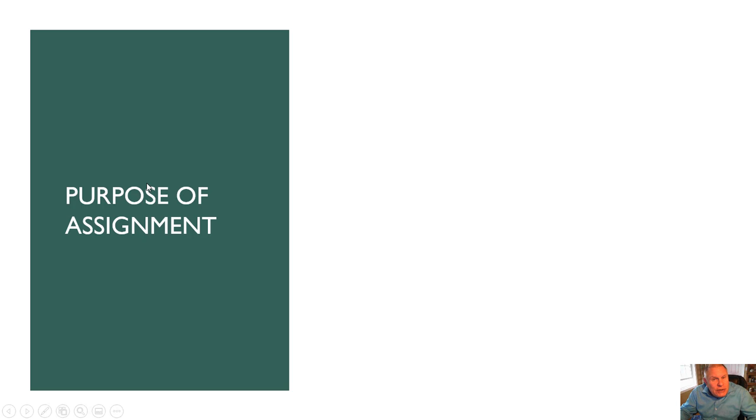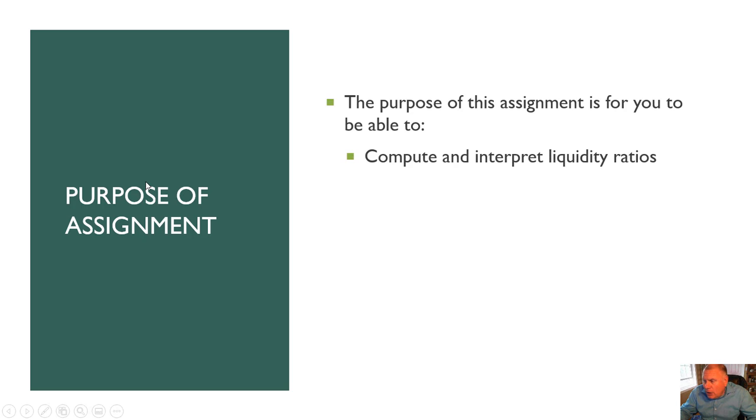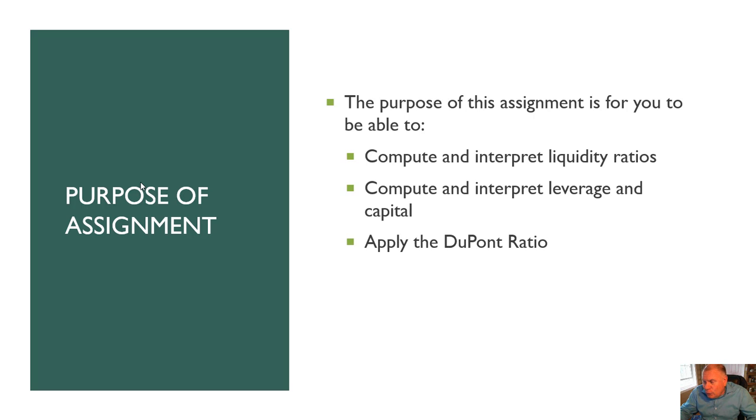The purpose of this assignment is for you to do a couple of things. Be able to compute and interpret liquidity ratios, compute and interpret leverage and capital, apply the DuPont ratio, and analyze the income statement. You should have everything out there for the first 3 items as of June 4th, and next week and later this week we'll put more on analyzing the income statement. There is a sample of what the projects look like attached, so it could give you some insight.